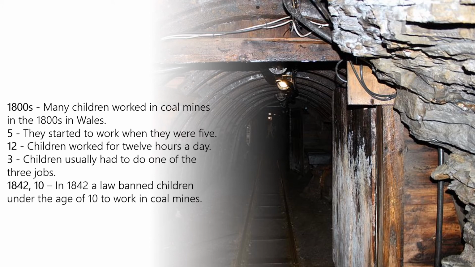And let's check your sentences. Many children worked in coal mines in the 1800s in Wales. They started to work when they were 5. Children worked for 12 hours a day. Children usually had to do one of the 3 jobs. In 1842, a law banned children under the age of 10 to work in coal mines.